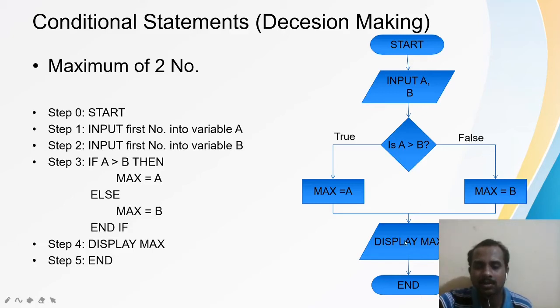Next, I am going to display the max, and afterwards I am going to end the program. Here, either max is equal to A will be executed or max is equal to B will be executed. Both are not executed at the same time.